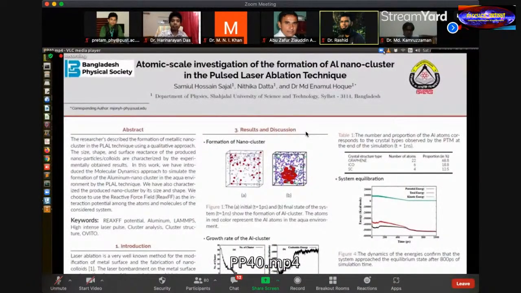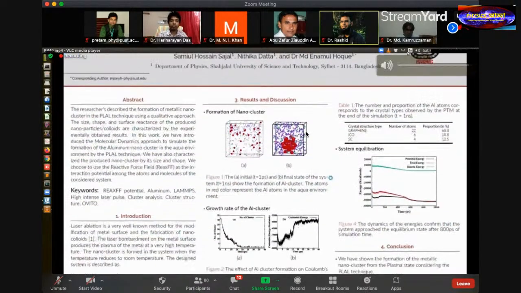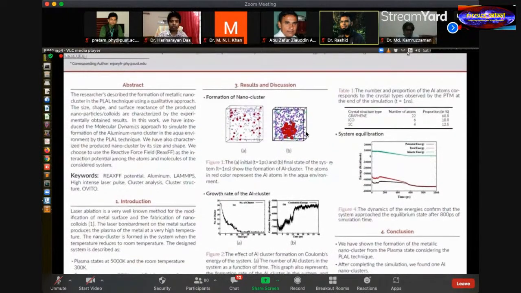In this work, we have done a molecular dynamics simulation to investigate the formation of aluminum nanocluster in the pulse laser ablation technique using reactive potential. When an intense laser beam pulses on a metal surface, it produces metal plasma at a large temperature. The initial configuration of our simulation is designed at 5000 Kelvin temperature when aluminum is surrounded by water molecules at a plasma state.